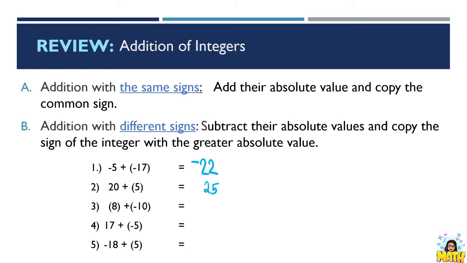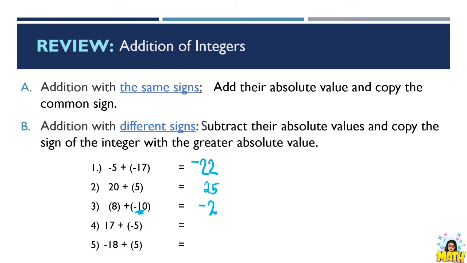Number 3, they have different signs, so we need to subtract their absolute values. So 10 minus 8, that's 2, and which one has the higher absolute value? That's negative 10. So the answer is negative 2.